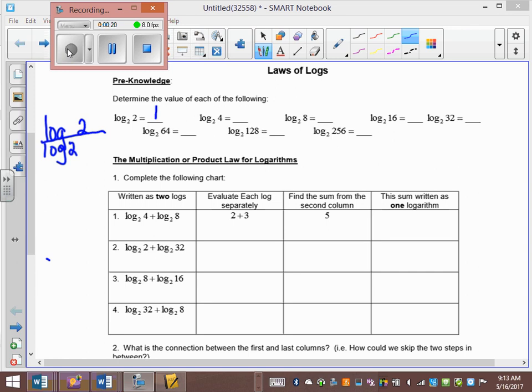1. 2 to the what is 4? 2 to the what is 8? 2 to the what is 4? 16. Whoops, gave the answer. 4. 2 to the what is 32? 2 to the what is 64? 2 to the what is 128?